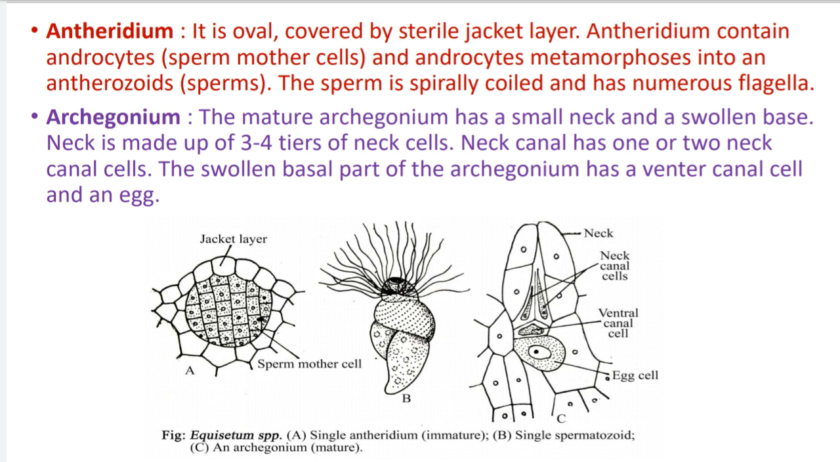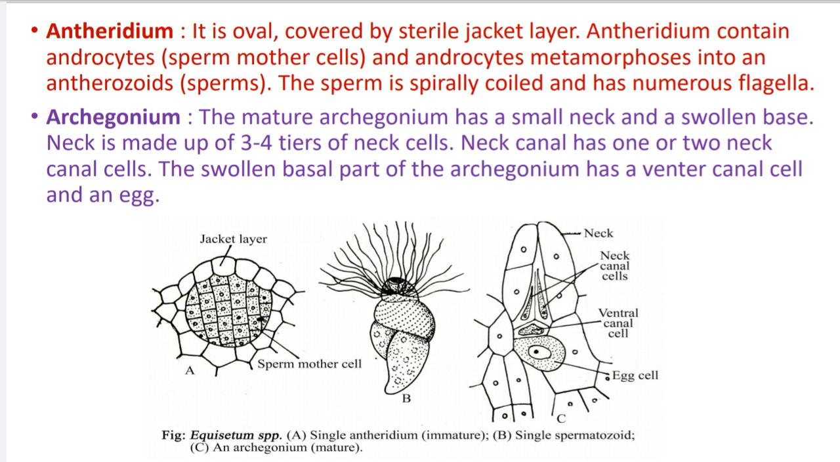The swollen basal part of the archegonium has a venter canal cell and an egg. At the base of the archegonium there is a single venter canal cell, and below the venter canal cell there is an egg. So the archegonium is made by a basal venter and an upper neck. The neck contains the neck canal cells and the venter contains the venter canal cell, and at the base of the venter there is an egg cell having the female nucleus, which is haploid. In diagram B there is a sperm, which is a motile structure with a single male nucleus. So the sperm in B is the male gamete, and in diagram C the egg is the female gamete.